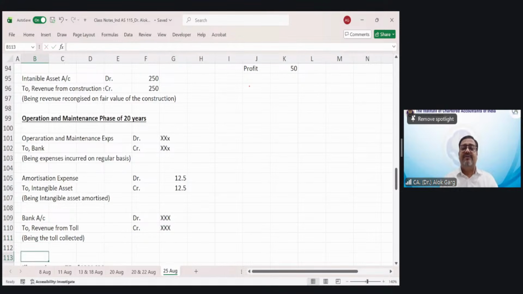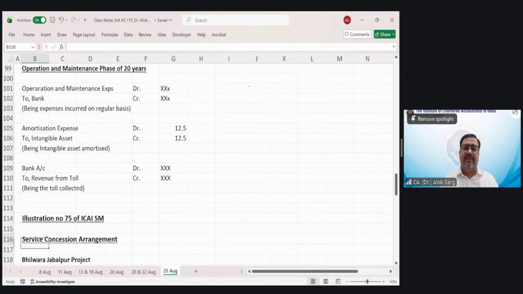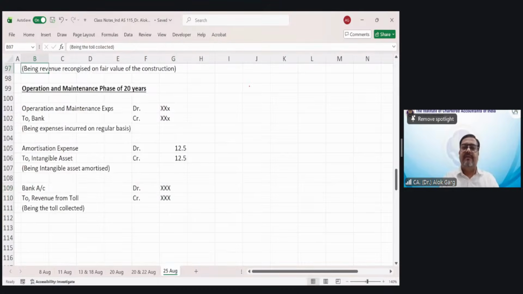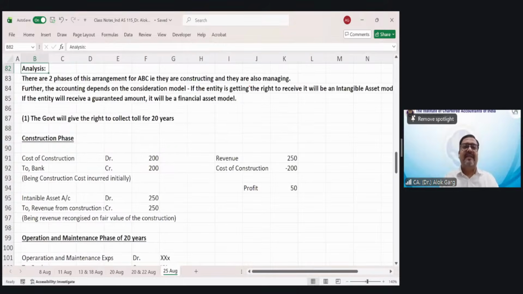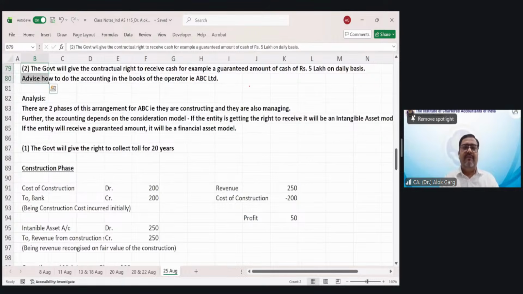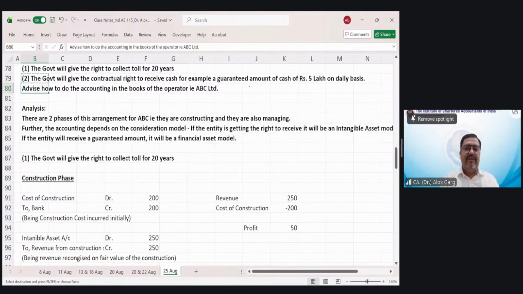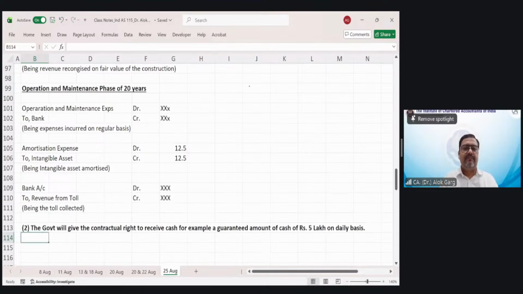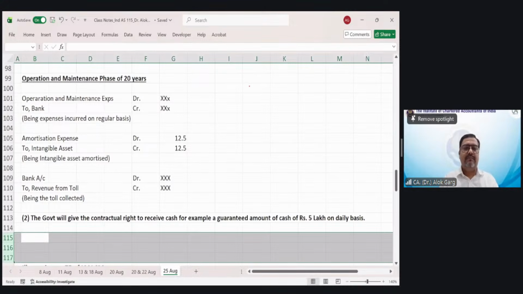I hope this is clear to everyone. Please tell me if this is clear or not clear. Now, second portion. What is my second portion? The government will guarantee the money.